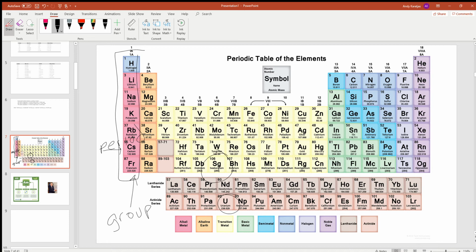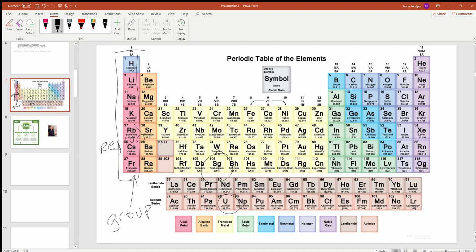Now, some of these groups have very specific names. And again, I'm going to go to a new copy of our periodic table so we can draw some of these in.